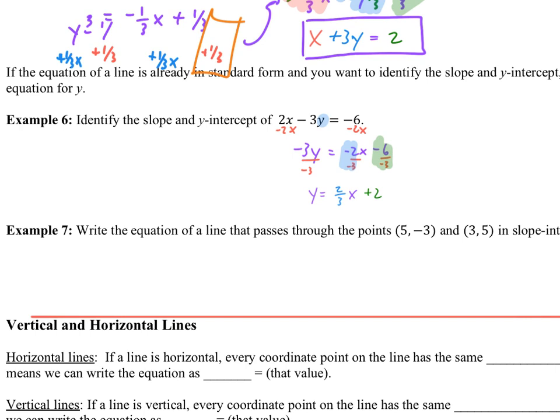So identify the slope. Let's make sure you're answering the question, right? I want to know what the slope is. Of course, that's 2/3. And then the y-intercept would be (0, 2). So there, I've actually answered the question.